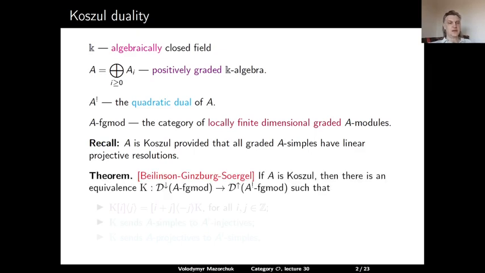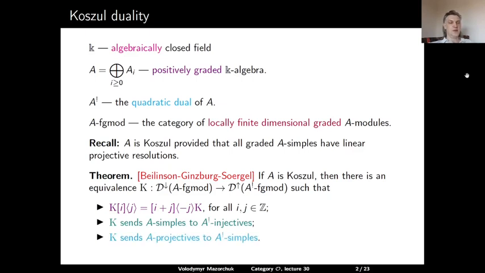And here is the Koszul duality theorem due to Beilinson, Ginzburg, and Soergel. So if A is Koszul, then there is an equivalence K of the down arrow derived category for A-FG-mod to the up arrow derived category of A shriek FG-mod, which intertwines the homological shift and the shift of grading in this non-trivial way, which sends simple A-modules to injective A shriek modules, and which sends projective A-modules to simple A shriek modules.